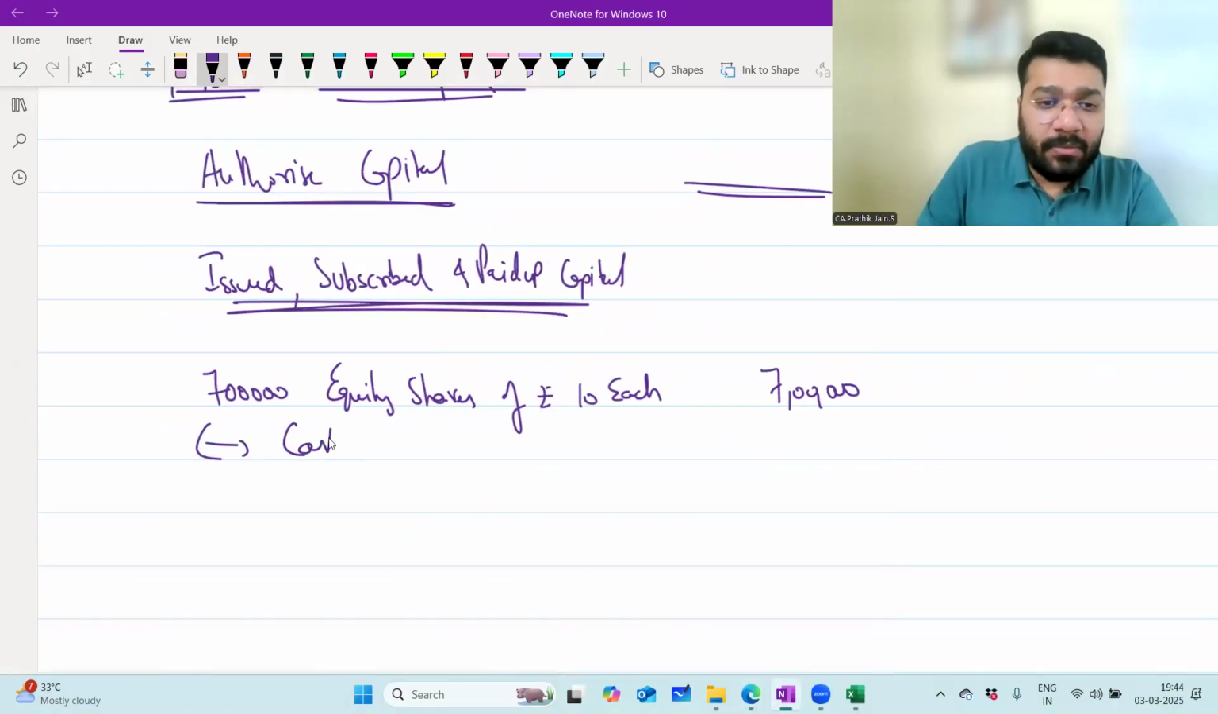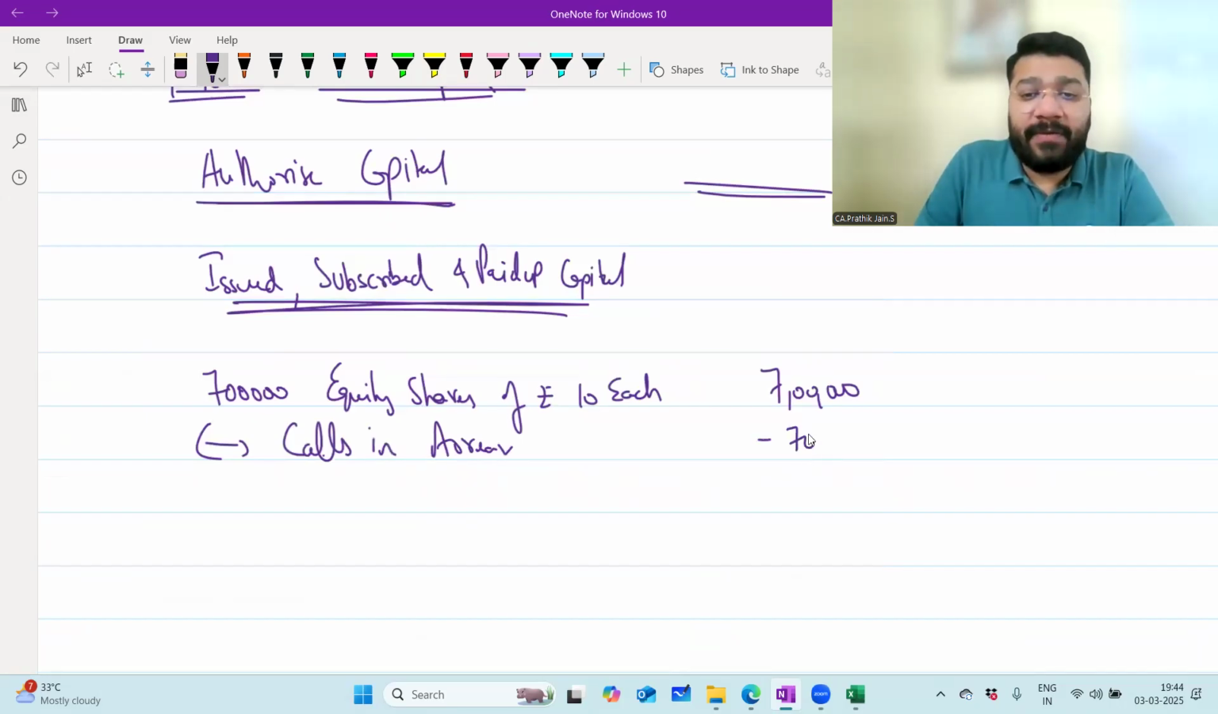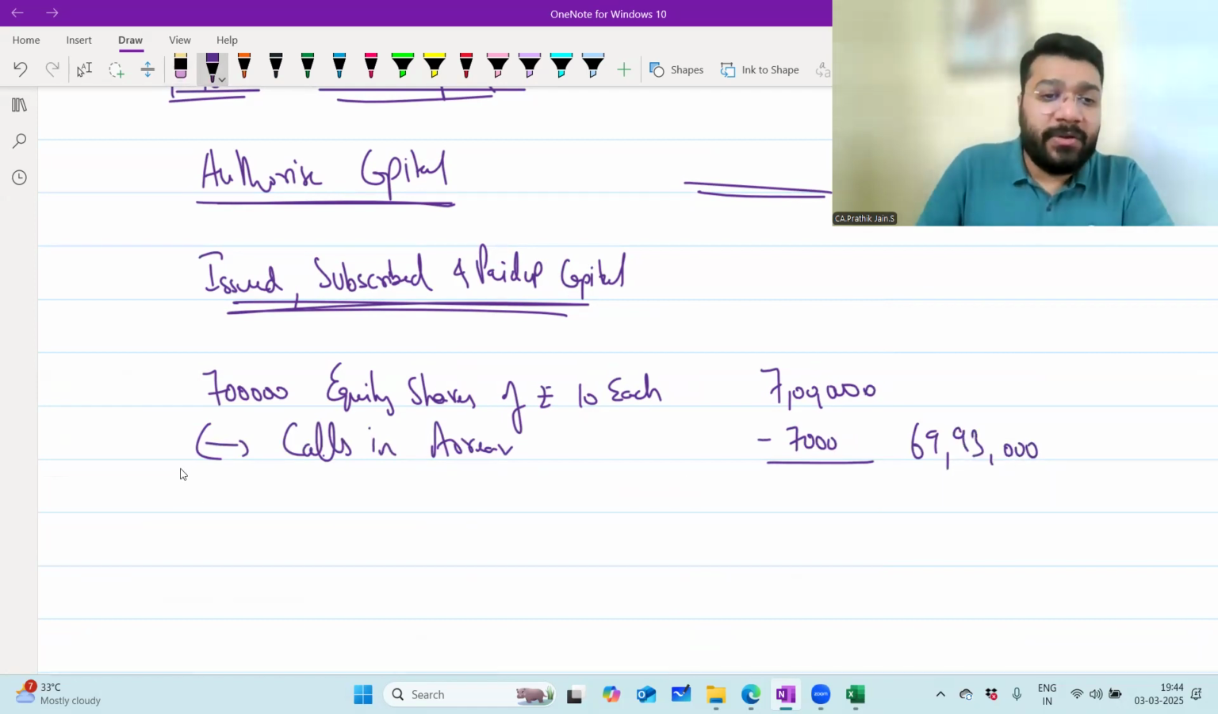Minus calls in arrear. How much is calls in arrear? 7,000. So how much is the balance? The amount is 70 lakh, and 7,000 is calls in arrear. So 69 lakh 93,000. You have to give a disclosure here.